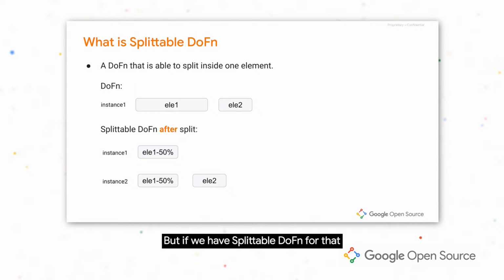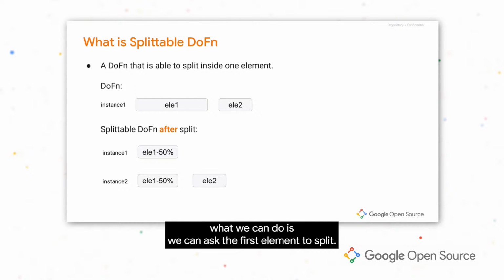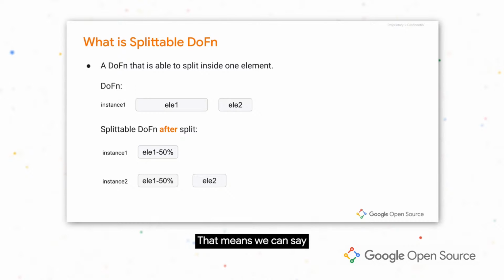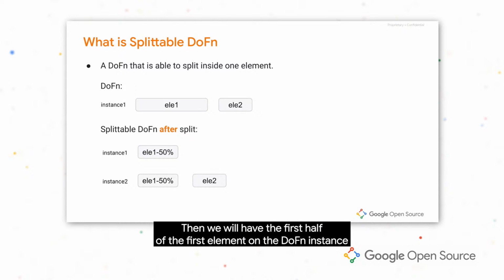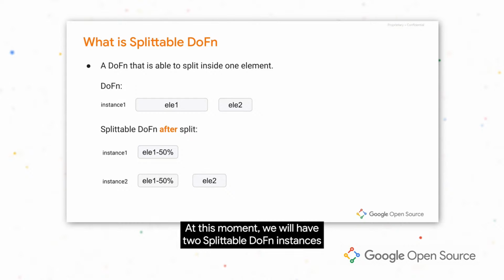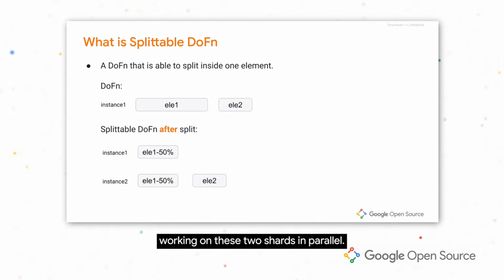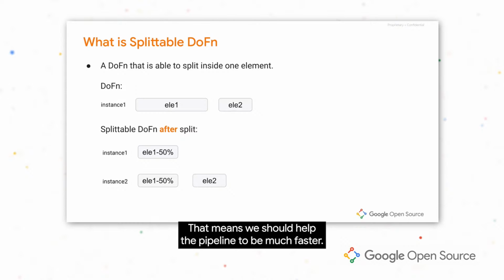But if we have a Splittable DoFn for that, we can ask the first element to split. That means we can say, I want you, first element, to split at 50% of you. Then we will have the first half of the first element on the first Splittable DoFn instance, and we can have the second half of element 1 and the whole of element 2 rescheduled on another instance. At this moment, we will have two Splittable DoFn instances working on these two shards in parallel. That means the pipeline should be much faster. So as you can see, it's very powerful and very useful for batch.